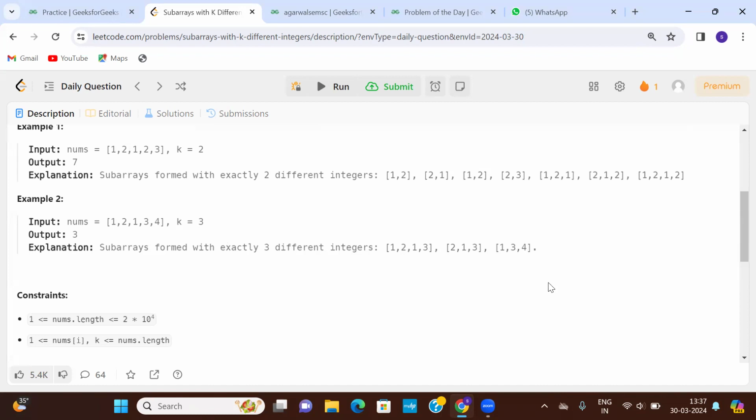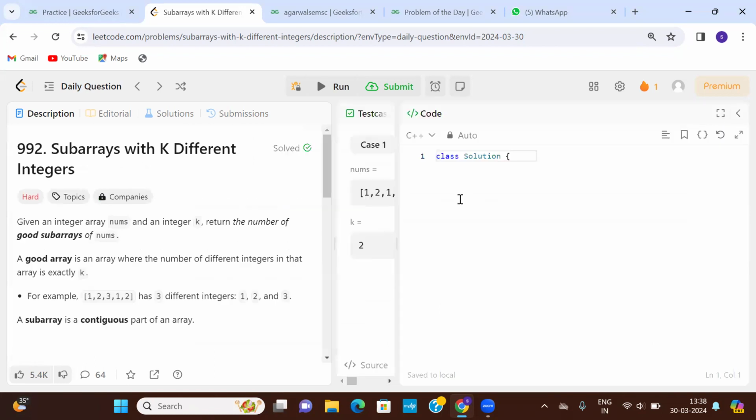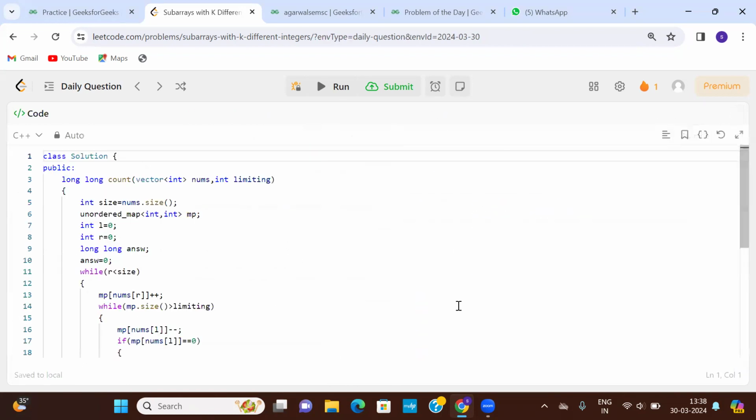Now, what is the approach that we are going to follow? In order to maintain the count of different integers in a particular subarray, we will take the help of a map data structure. Let me explain this particular question with the help of the code.